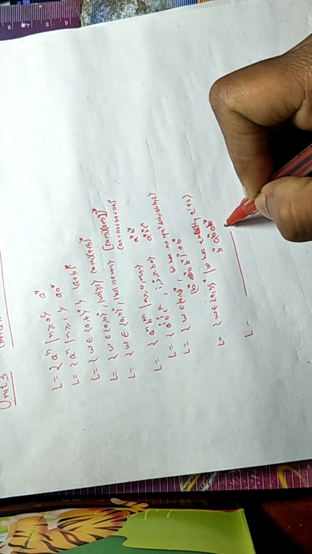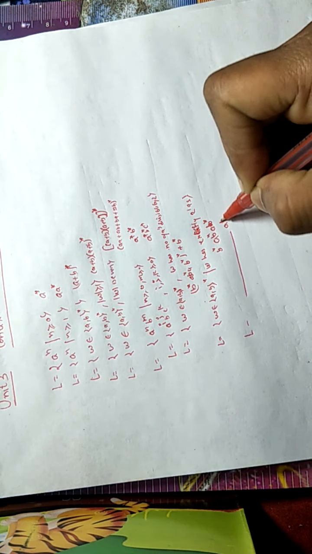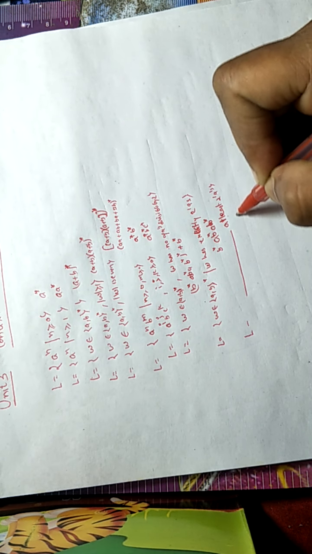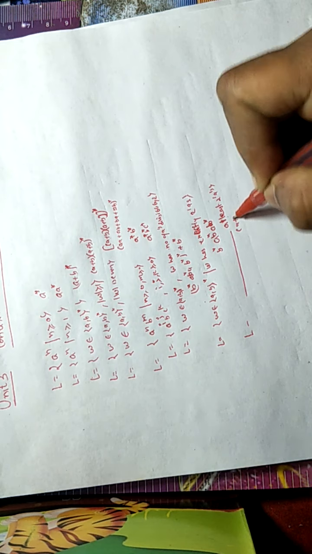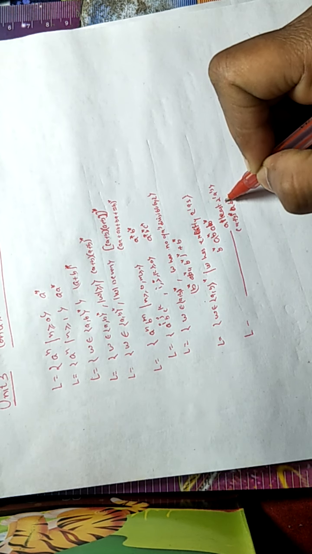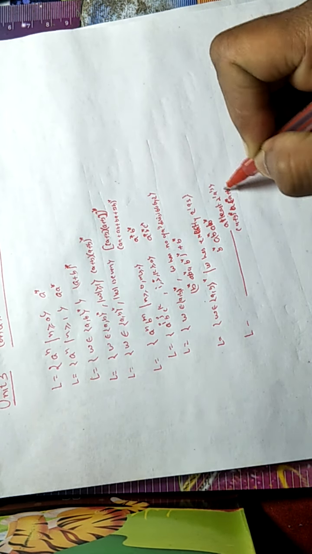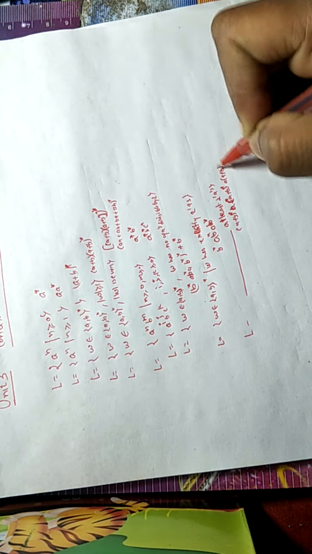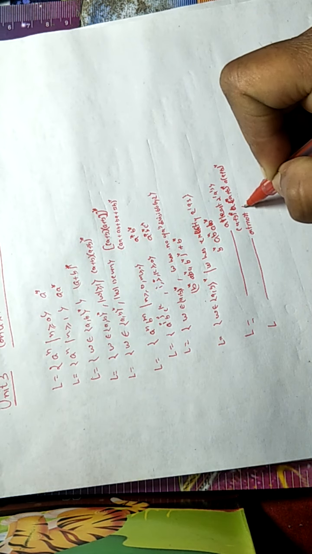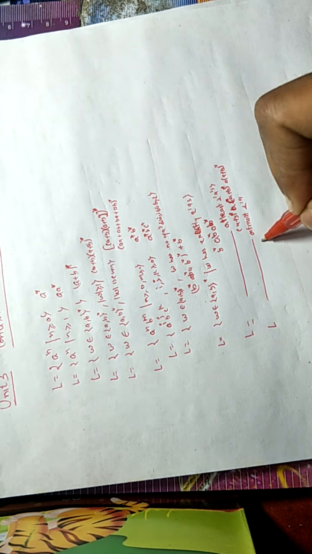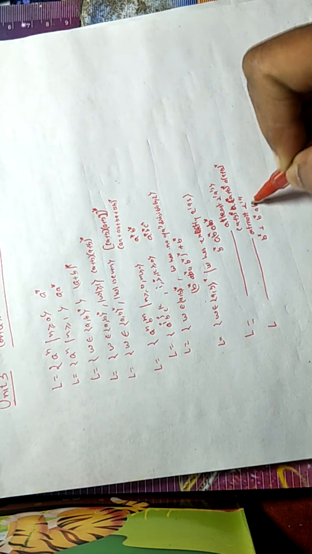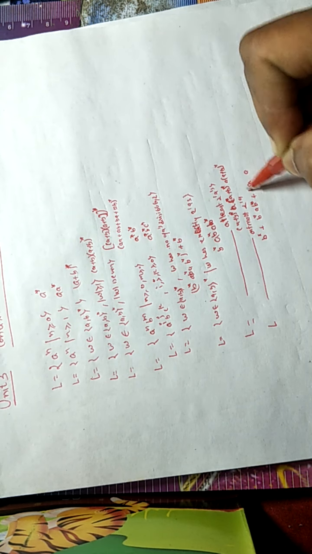Similarly, for at least 2 a's, that is (a plus b) closure a (a plus b) closure a (a plus b) closure. Similarly, for at most 2 a's, that may have 0 a's or 1 a or 2 a's only.